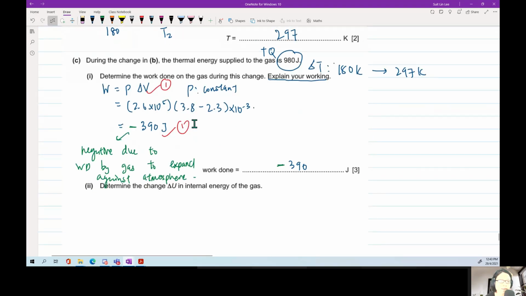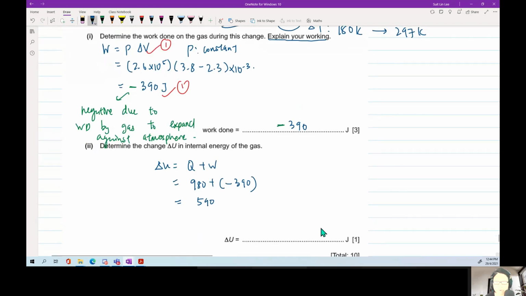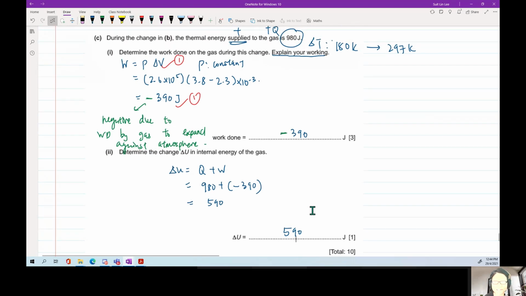Okay, and finally, determine the change in internal energy. We can use delta U is Q plus W. So Q here is 980, supplied, so it's positive. Always check the sign. W is negative 390 because the gas is expanding. So from here, you can find your delta U as 590 joule. So 1 mark, 590. That's all. Very nice one. Got 10 marks already. I think this 10 mark question is nicer.